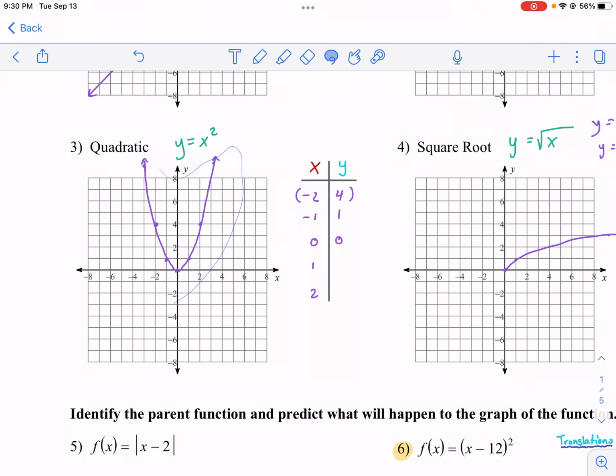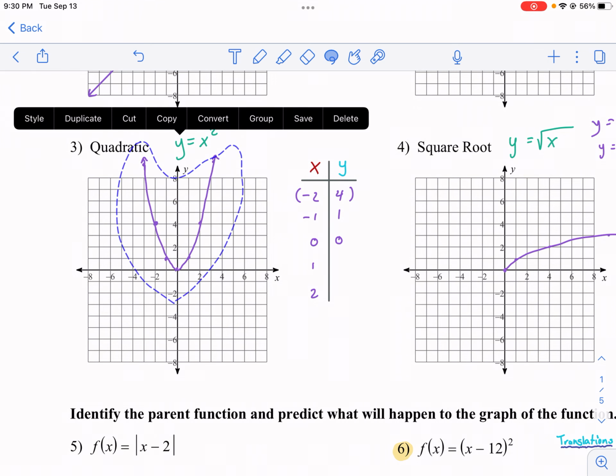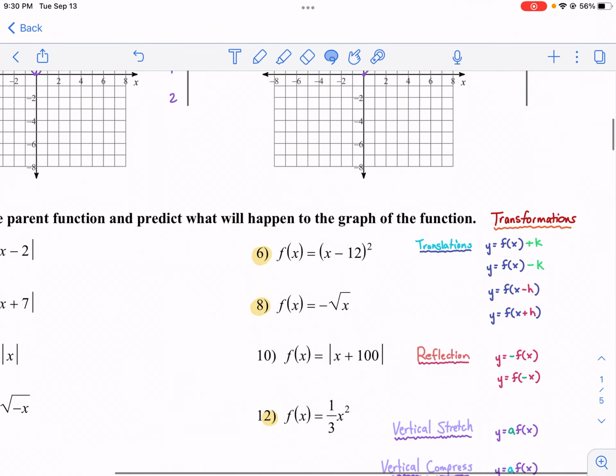Actually, I want to get the whole thing. So I get my parabola. If I slide him around just like this, that's a translation. So that's a translation. All right, and then what's the next one?